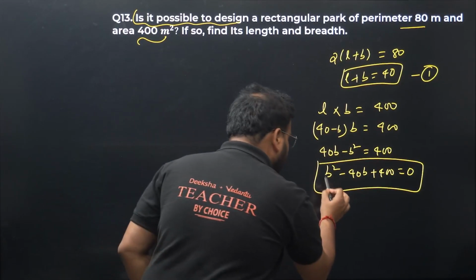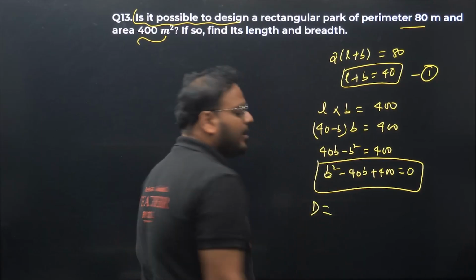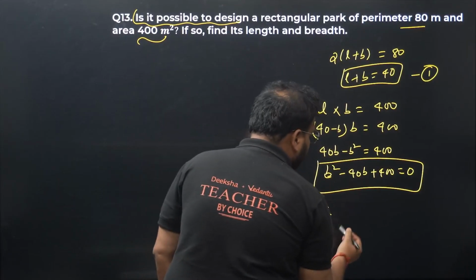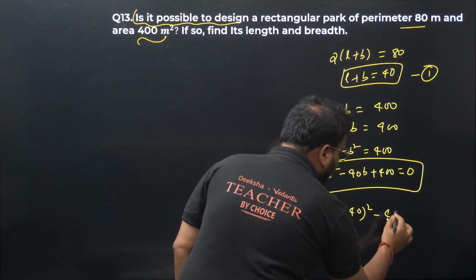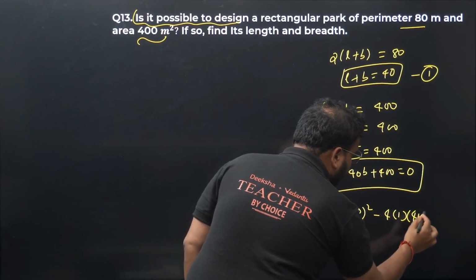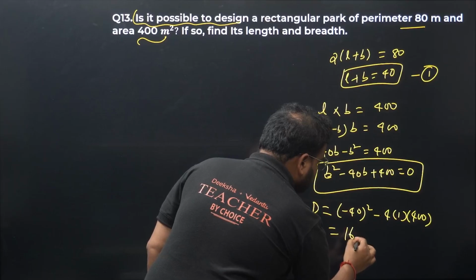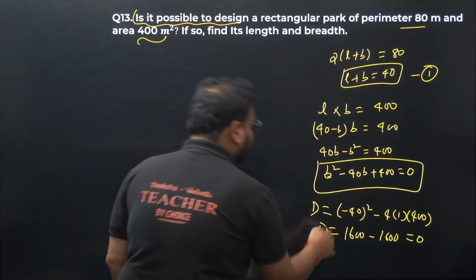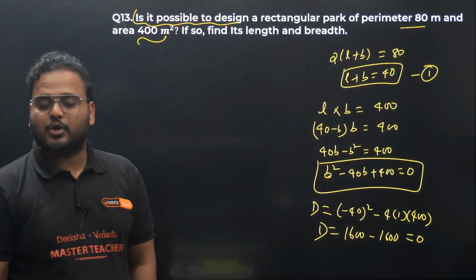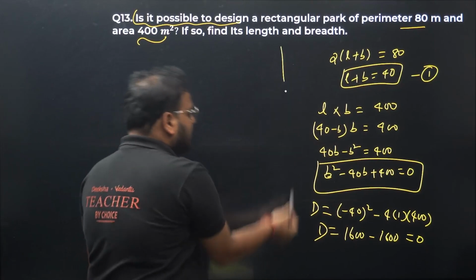Now you check for the discriminant value. What do I get as D value? b square minus 4ac. I get minus 40 whole square minus 4 times 1 into 400. What is the answer going to be? 1600 minus 1600, which is 0. When I get D value as 0, it means it is possible. It's going to be a real root. Real and equal roots is the condition.